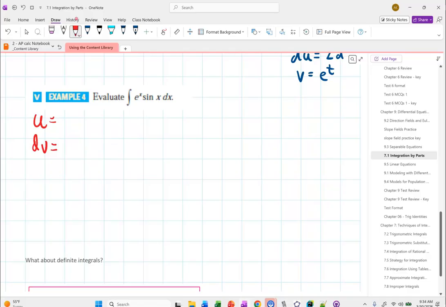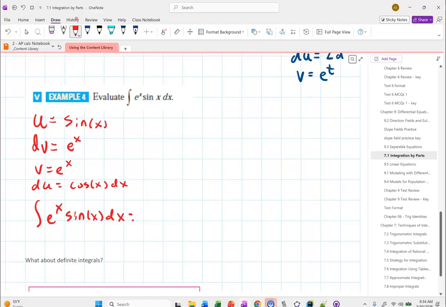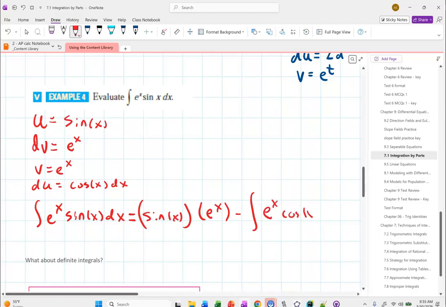So David, you said you wanted to do sine x for u and e to the x for dv. Okay. So then obviously v is still e to the x, and du is going to be cosine x dx, right? Okay. So the integral of e to the x sine x dx is going to equal u times v minus the integral of v du.